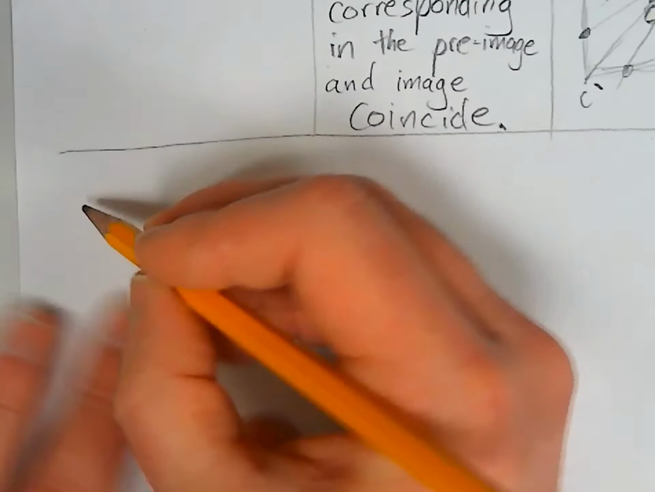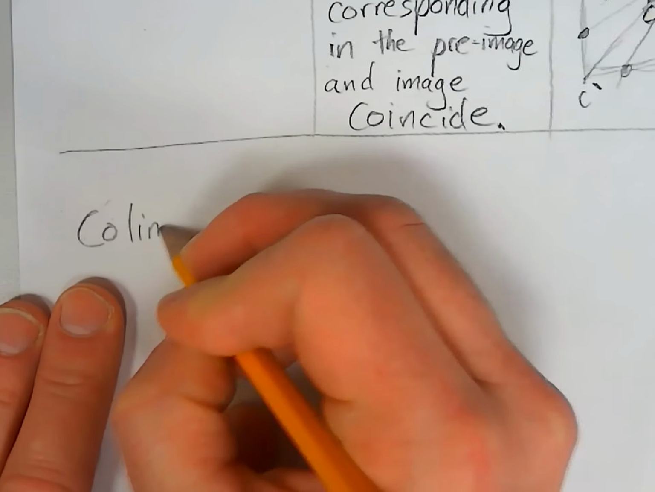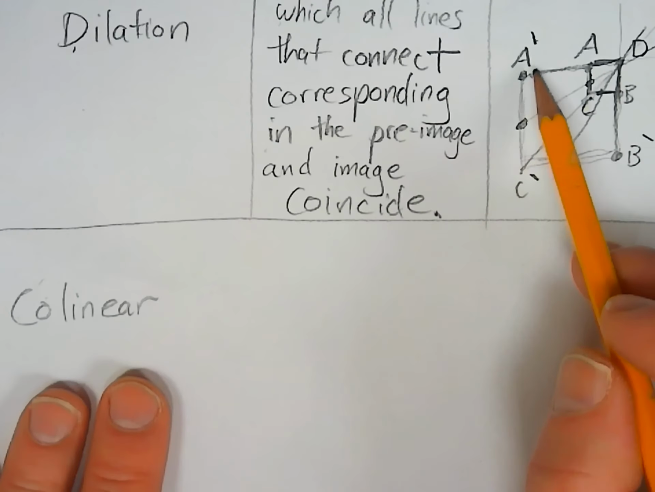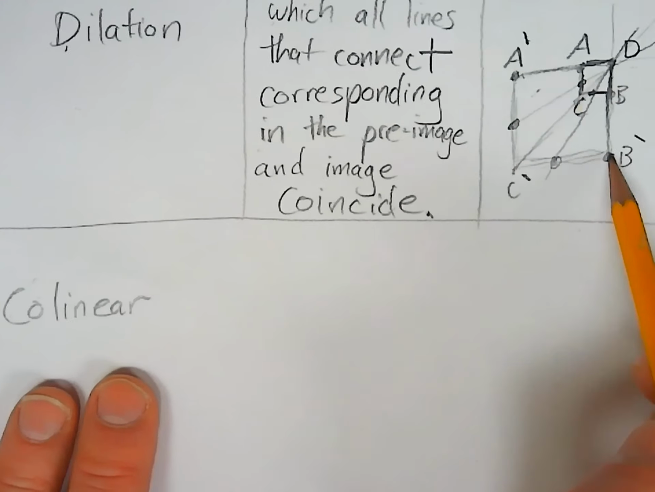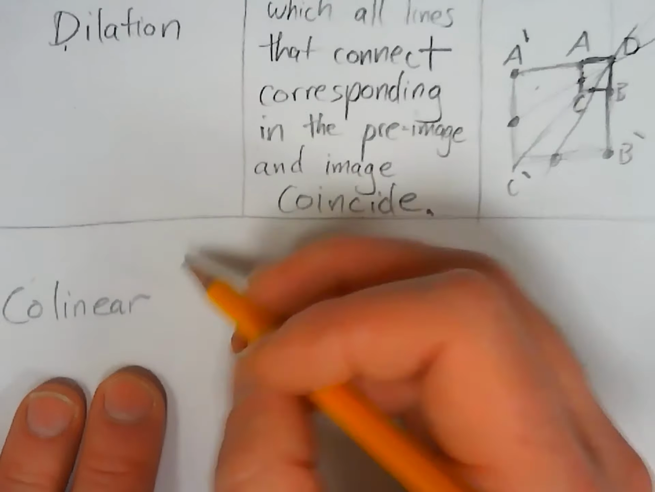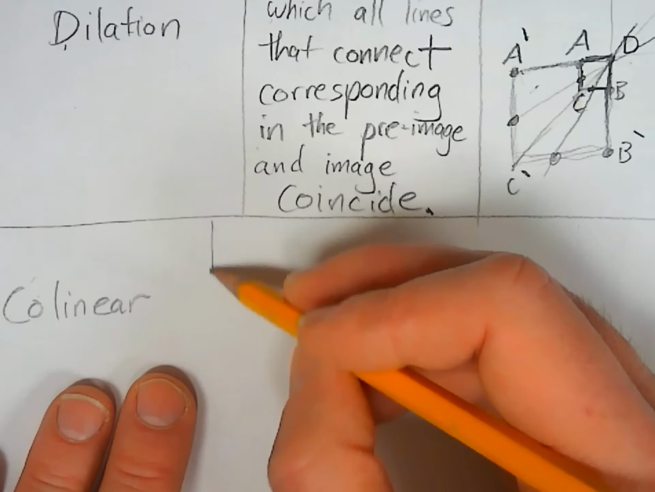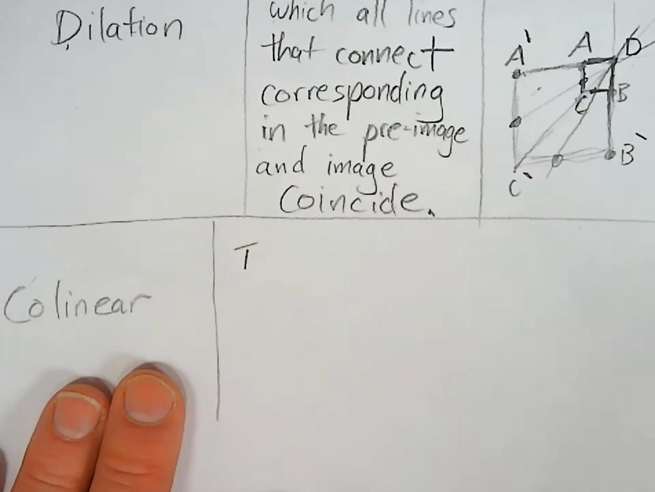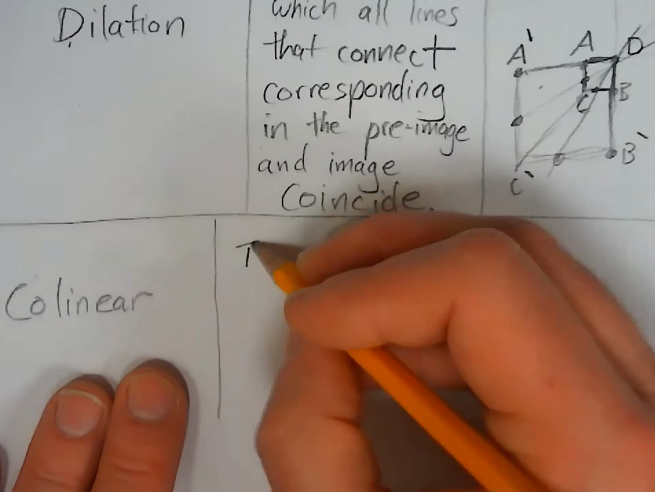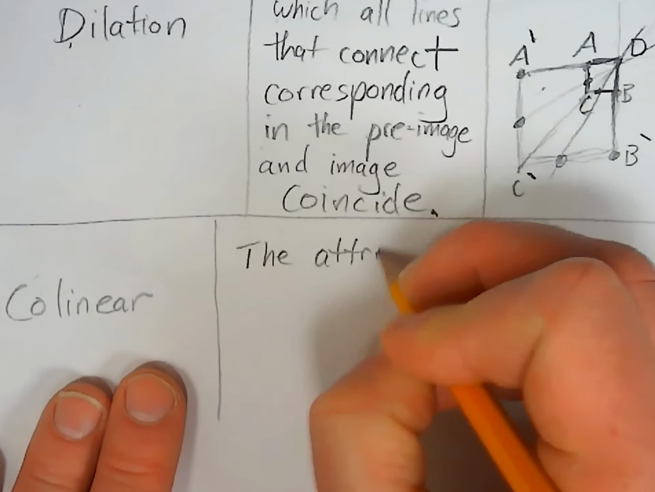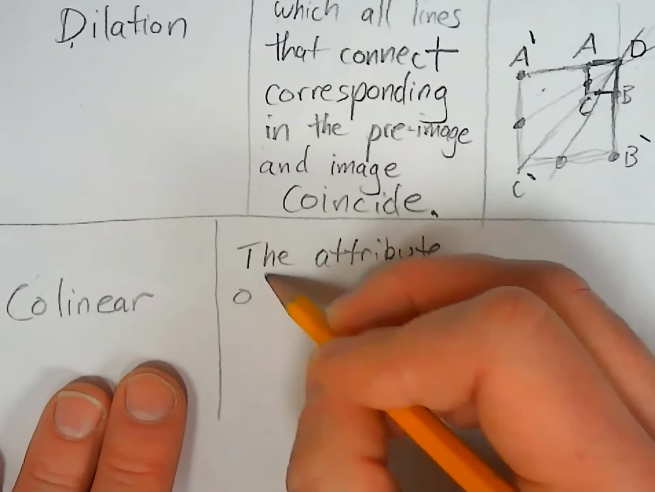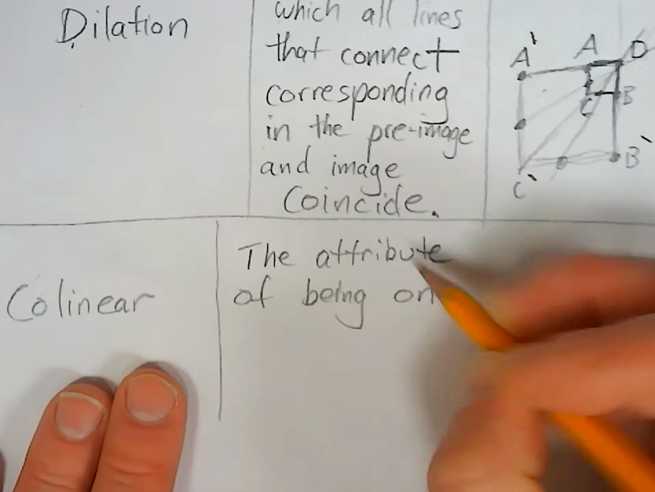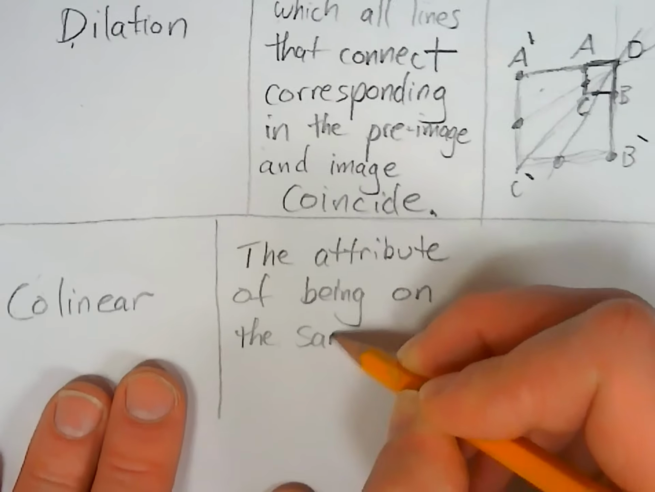The next word is collinear. And what this is about is A prime, A, and D are collinear. They're all on one line. The attribute of being on the same line.